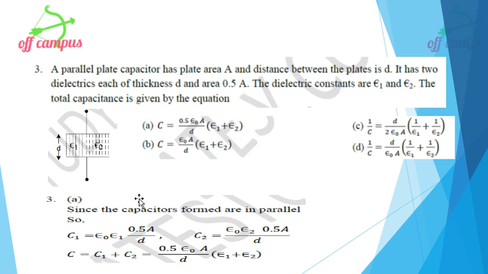So, just adding these two values, what we will get? What is common here? Epsilon naught, 0.5 A by D. So, 0.5 epsilon naught A by D, then epsilon 1 plus epsilon 2. So, this is the equivalent capacitance. So, this one common plus adding those values. Not absolute permittivity, given permittivity value. Option A is the right option. See the rest of the options, this 0.5 is not here, then some other options are given. So, for this option A is the right option.